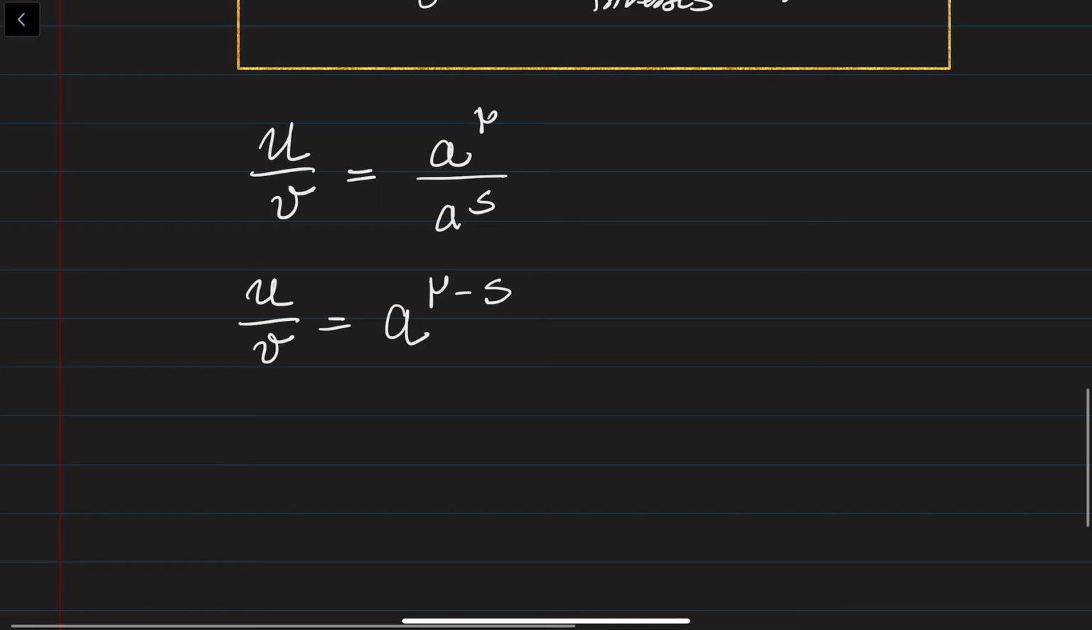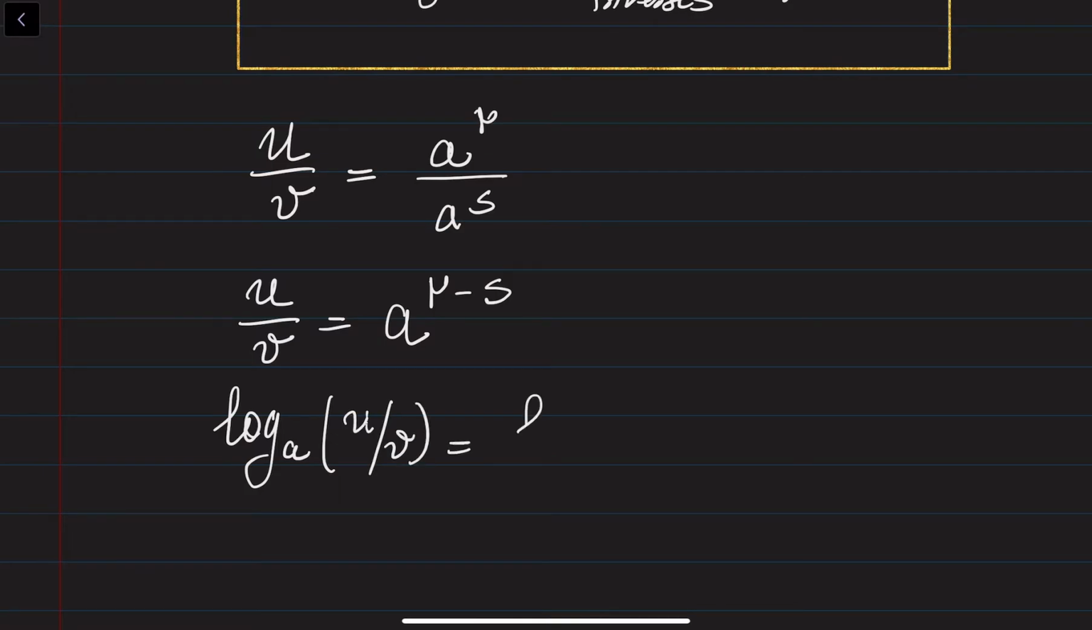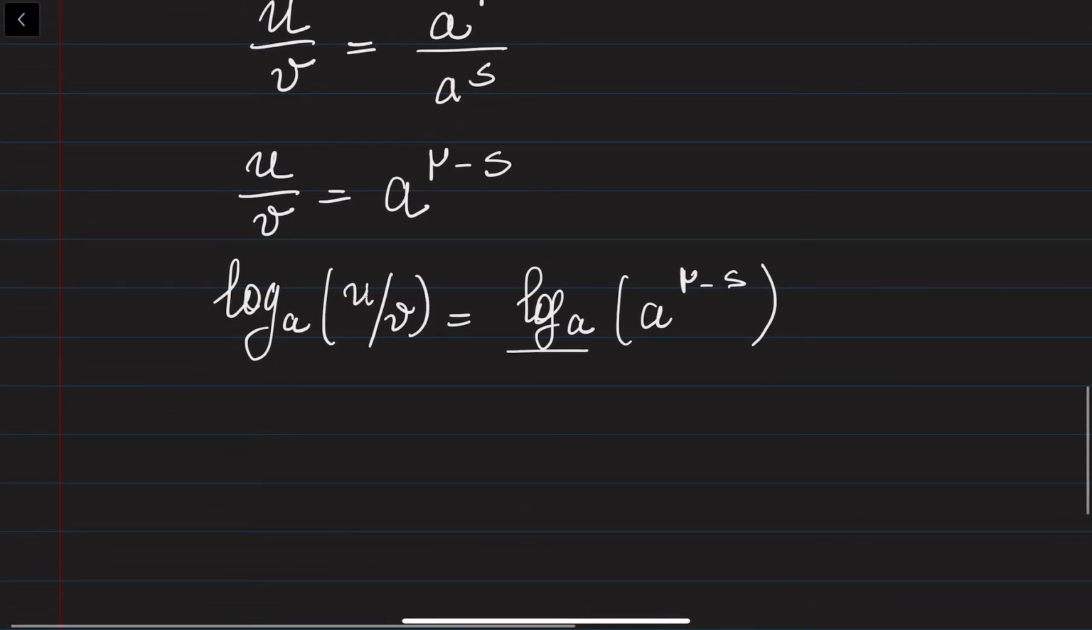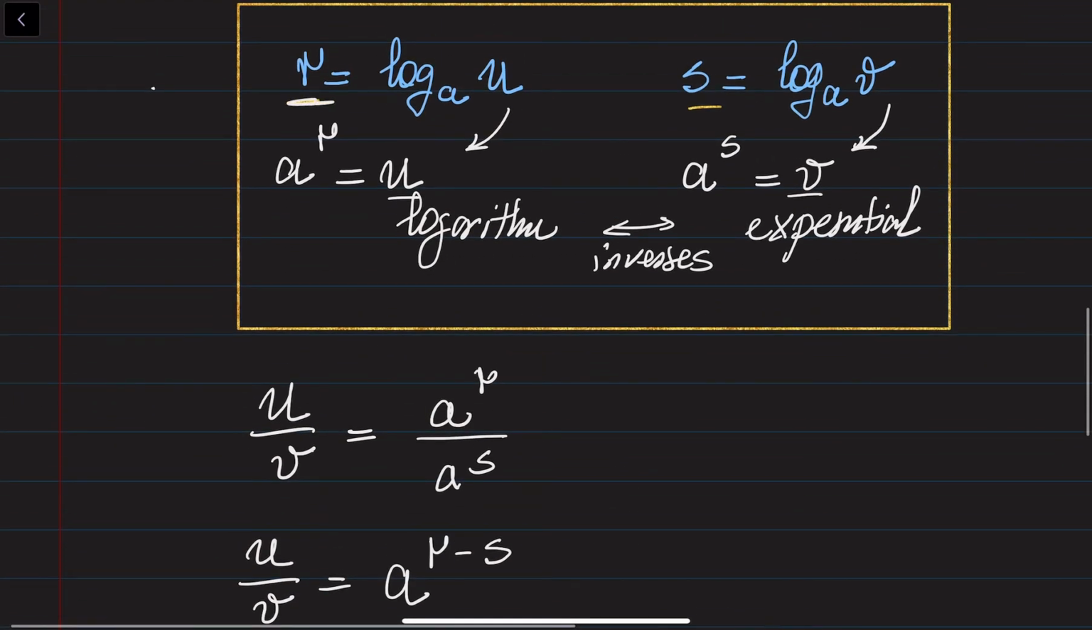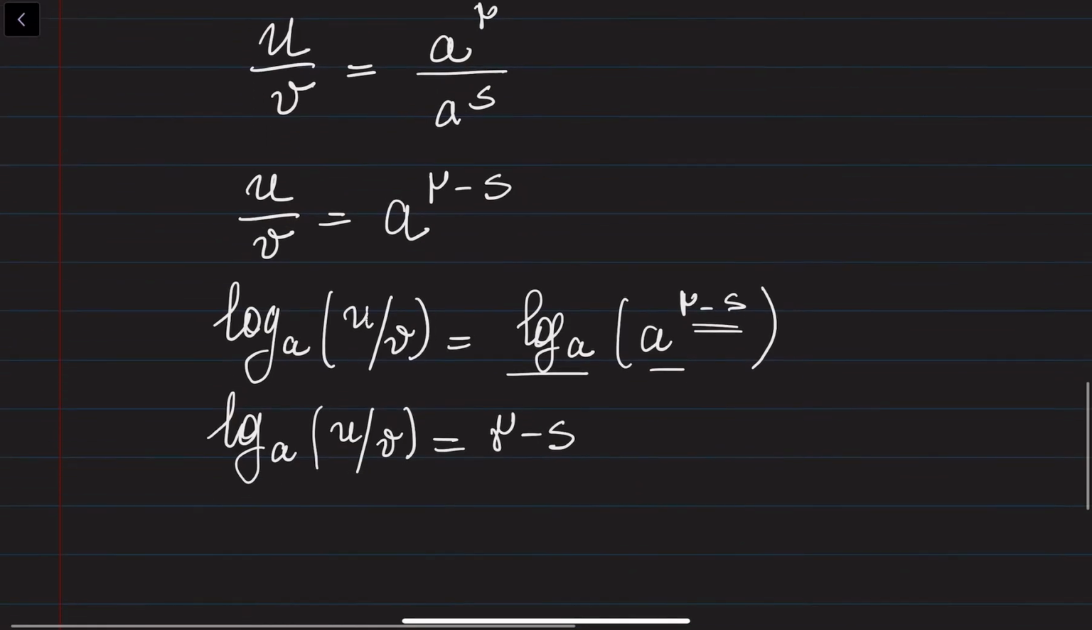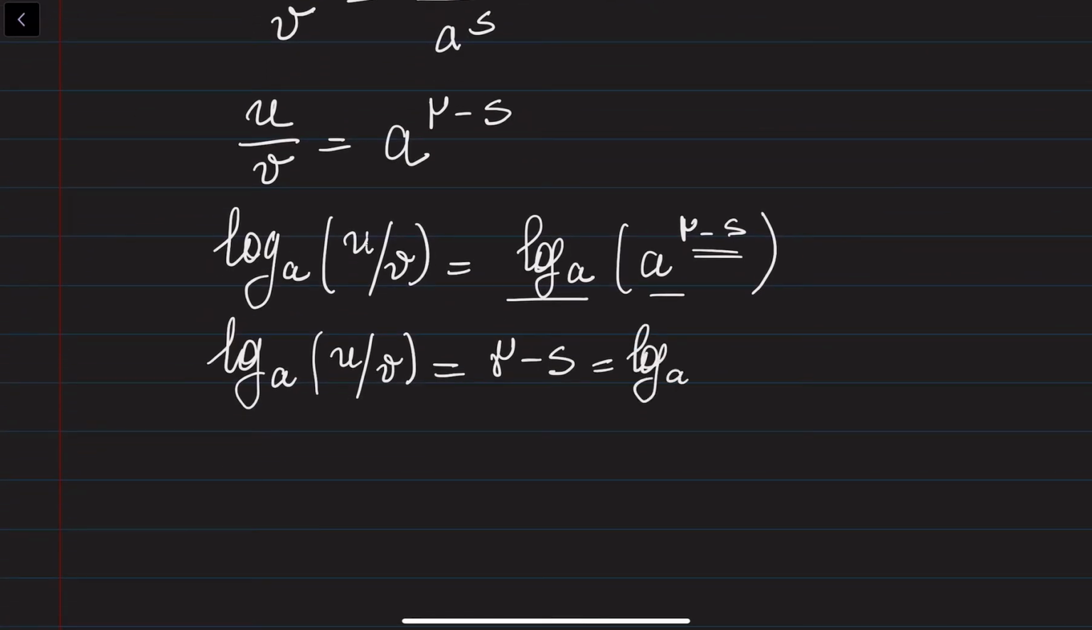Then we can take the logarithm of both parts. It's going to be the logarithm of base a of u divided by v, equal to the logarithm of base a of a to the power of r minus s, right? And we know that these two functions are going to cancel each other because they are inverses, and we'll have just the argument of that function on the right-hand side. So the logarithm of u divided by v is equal to r minus s. So I'm going to substitute r with the logarithm of base a of u and s with the logarithm of base a of v here. So it's going to be the logarithm of base a of u minus the logarithm of base a of v. So this is essentially the proof of the second property of the logarithmic functions.